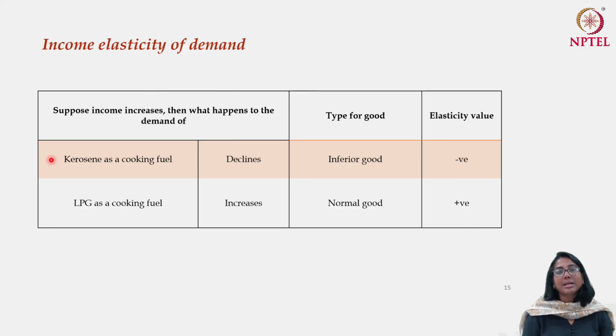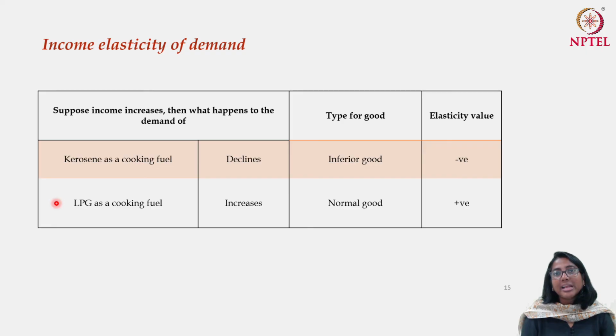So the inferior good is something from which you always want to shift away, right? So your elasticity value is negative. On the other hand, if you take the example of LPG as a cooking fuel, now if your income increases, probably your consumption of LPG also increases, because you are moving away from kerosene and going towards LPG. So this will give a positive value for income elasticity, and this kind of commodity is called a normal good, and this fuel is a kind of normal fuel that we call.